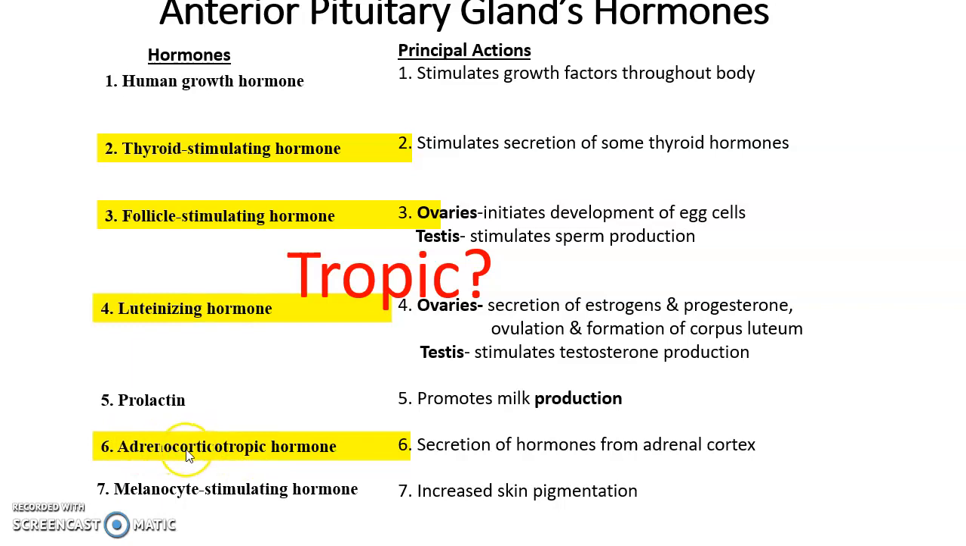And finally, adrenocorticotropic hormone is also a tropic hormone. It's in its name, tropic hormone, because it causes the release of hormones by the adrenal cortex.